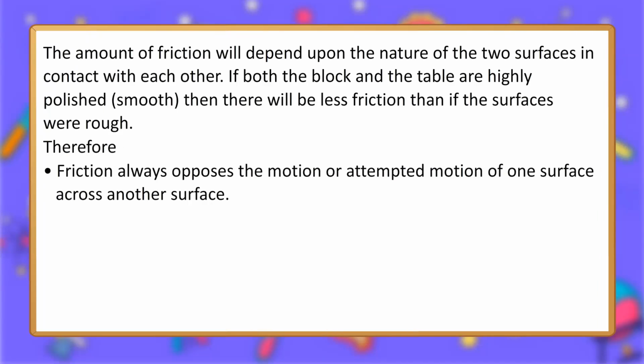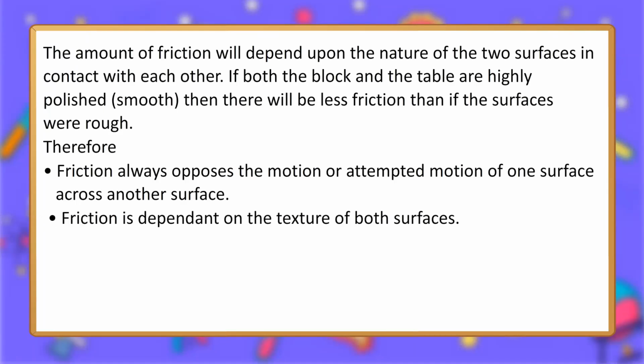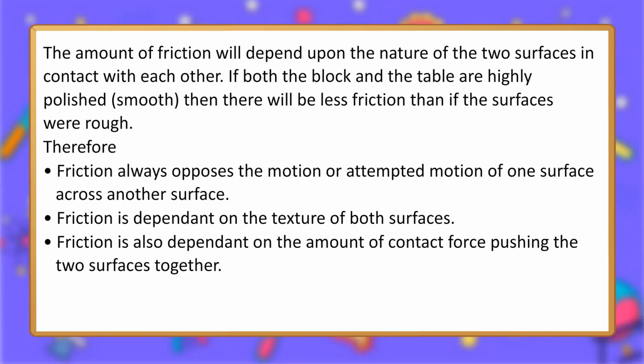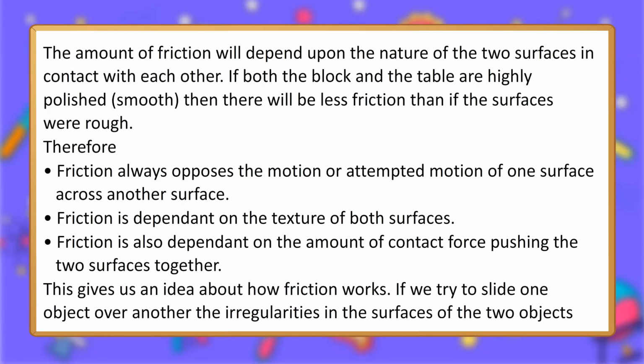Therefore, friction always opposes the motion or attempted motion of one surface across another surface. Friction is dependent on the texture of both surfaces. Friction is also dependent on the amount of contact force pushing the two surfaces together. This gives us an idea about how friction works.